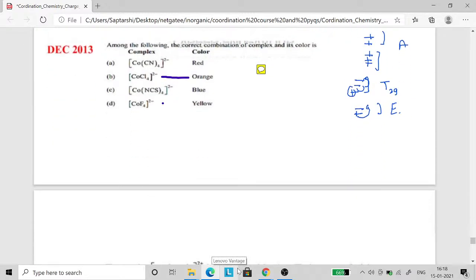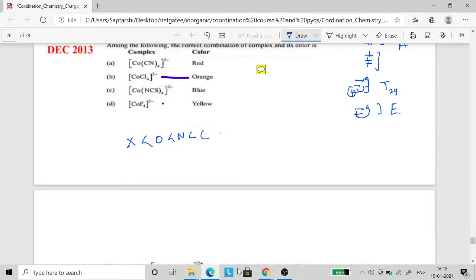Among the following, the correct combination of complex and its color is... Okay, this is a simple one actually. We just have to apply that spectrochemical series rule we said before and compare. The ligand with the highest energy will have the lowest wavelength absorption, and again we have to apply that color chart over here. So the lowest wavelength absorption will be somewhere over here, and it will give you some color.